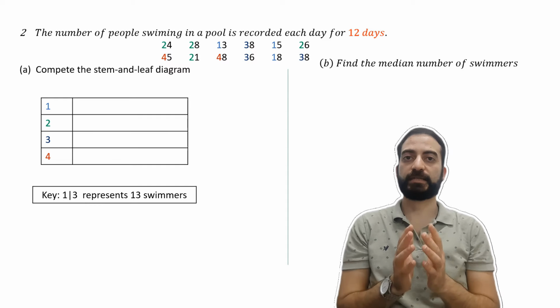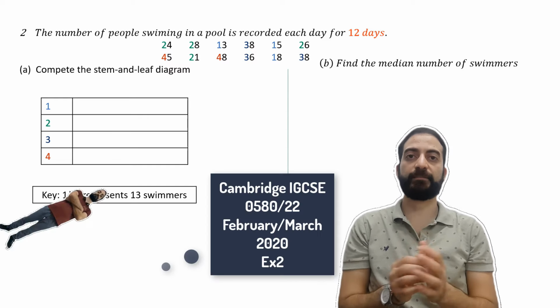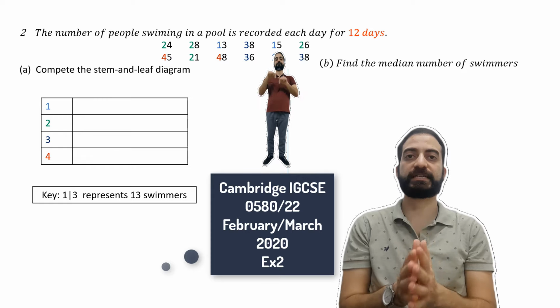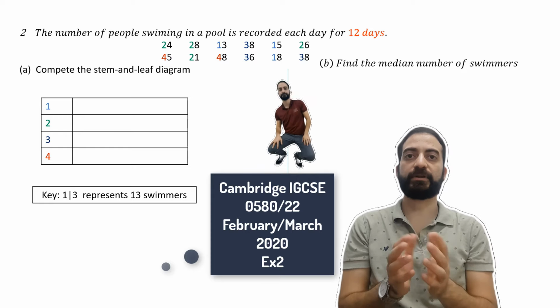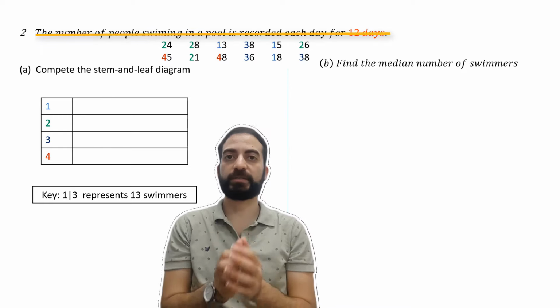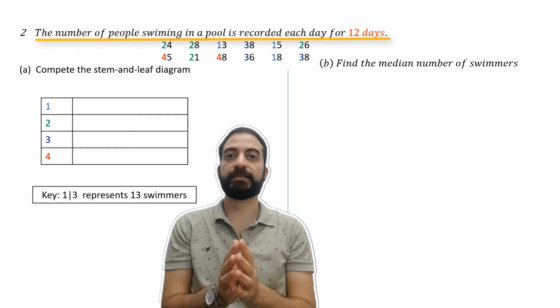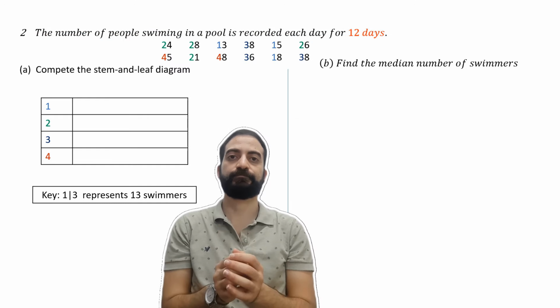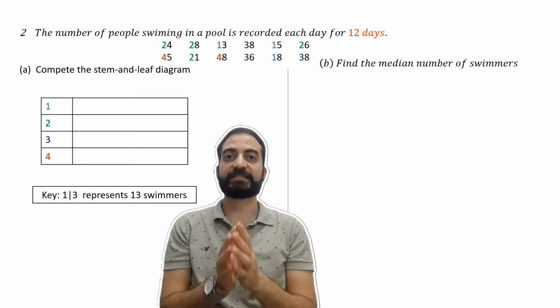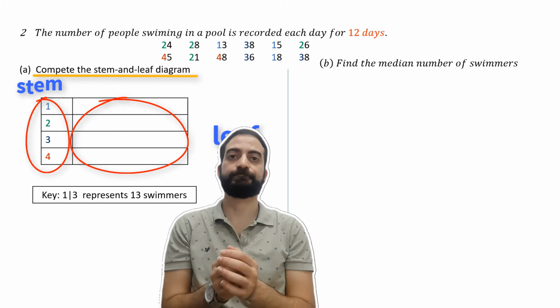Hello everyone, we will start by solving the second question of the Cambridge IGCSE 2020 exam. It tells us that the number of people swimming in a pool is recorded each day for 12 days. Part A, complete the stem and leaf diagram.